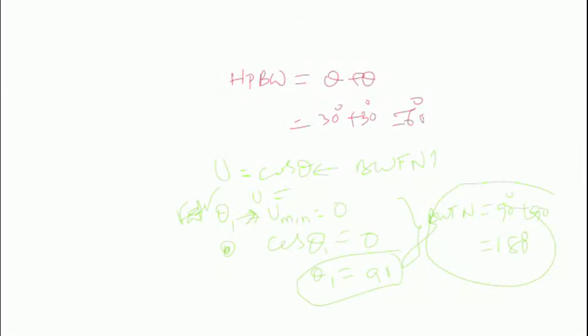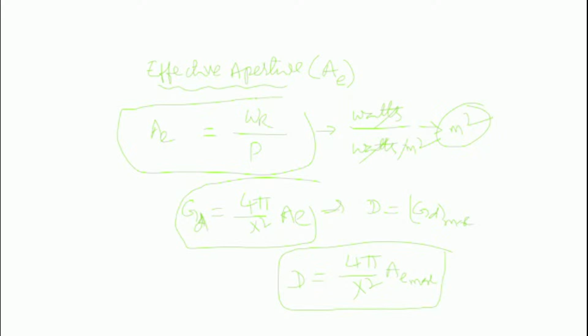So from this we determined the half power beam width, and next we defined effective aperture and effective height. Effective aperture is nothing but what? It is defined as the power received at the load terminal to the Poynting vector of the incident wave. There is a relationship between gain and directivity in terms of effective aperture. In terms of effective aperture, GD equal to 4 pi by lambda square AE.